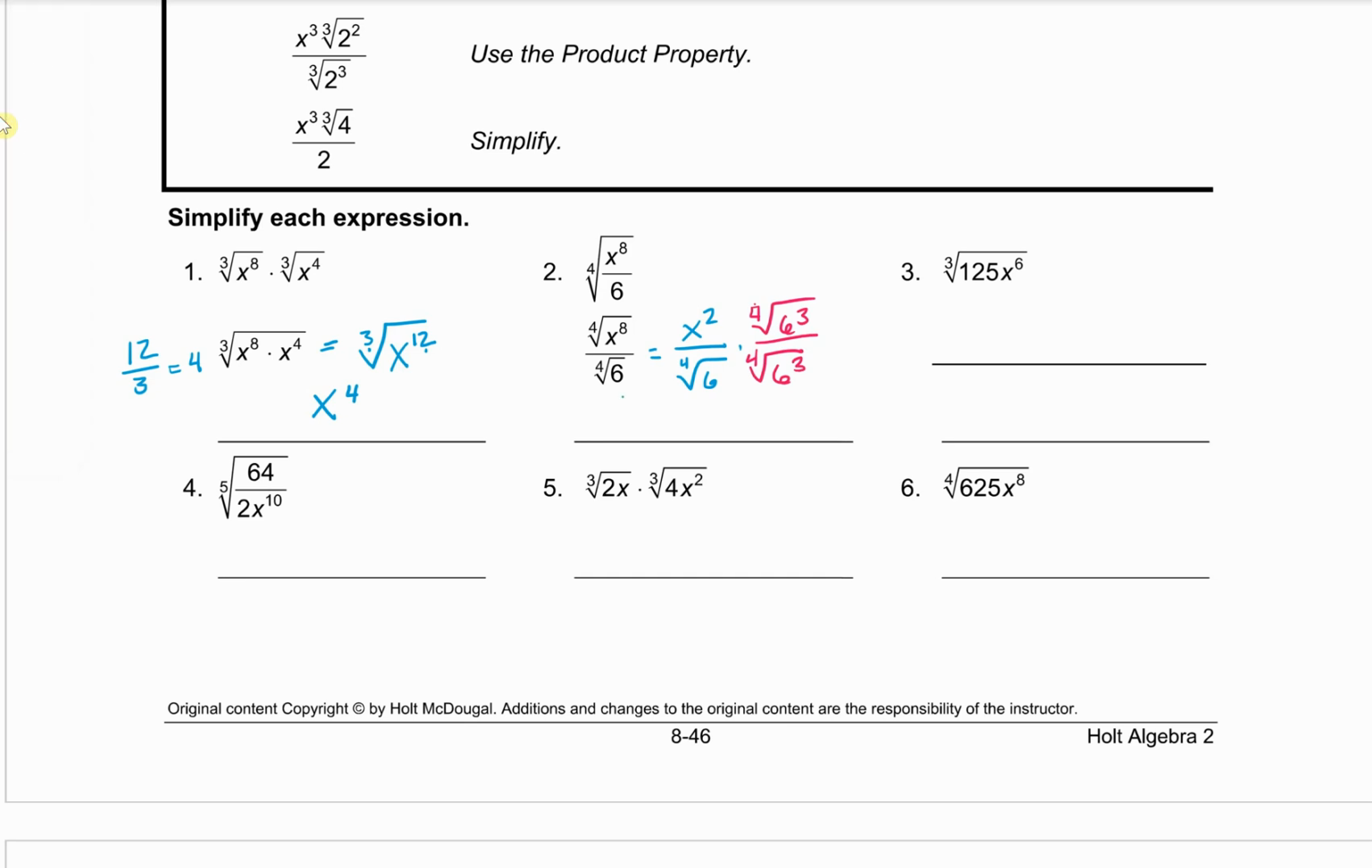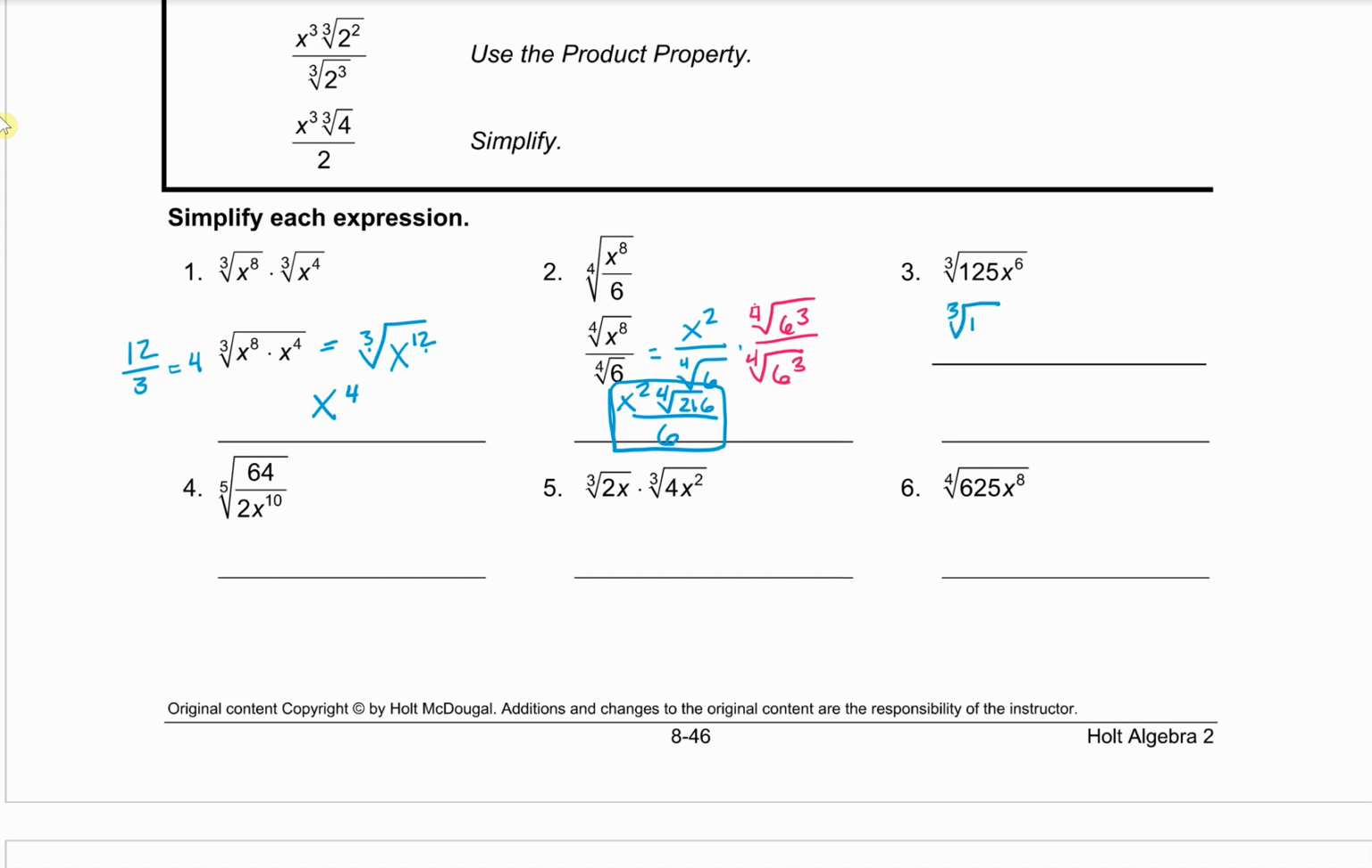I get x squared times the 4th root of 216 divided by 6. That is the answer. With practice, this is going to come to you, don't worry. If we look at number 3, I'm going to break it down.